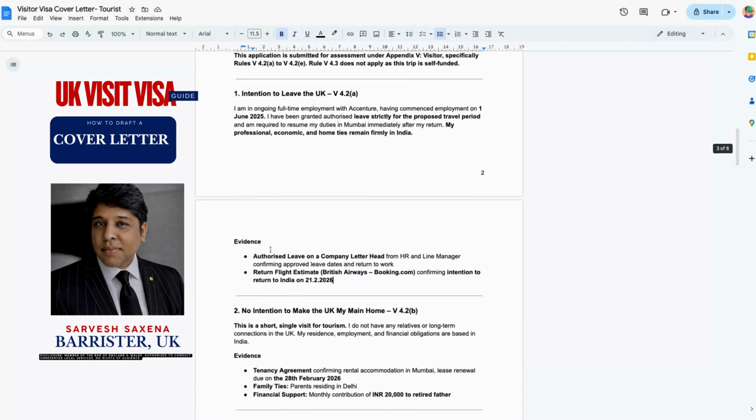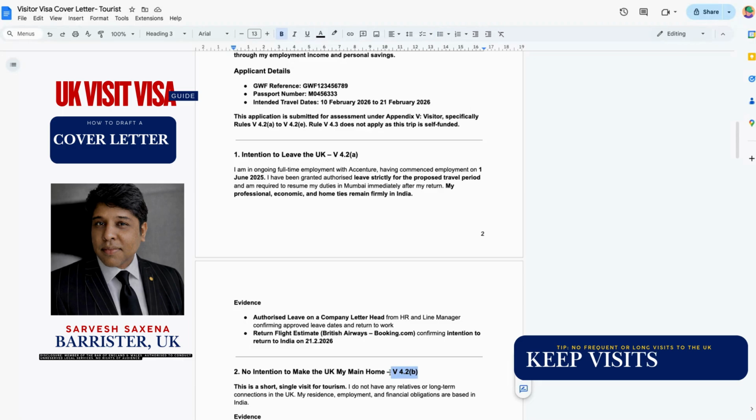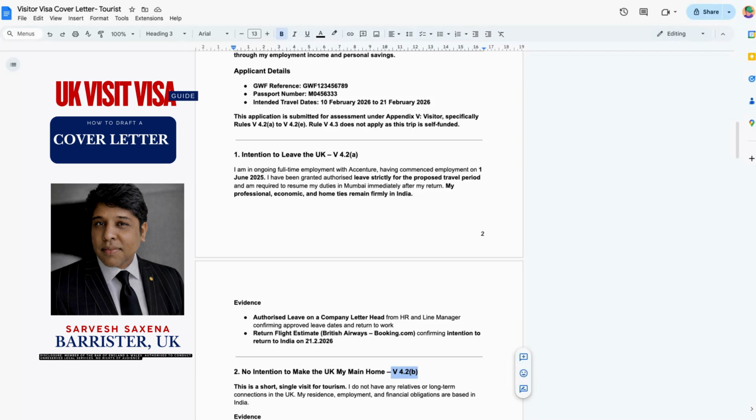Now, point number two is here, no intention to make UK the main home, which is V 4.2B, through successive or frequent visits. Now, what they mean is there are some people when the visa is granted for 6 months, people stay for 5 months and then they return, then they take another 6 months visa, then they stay for 5 months. They don't want that. They want people to come for 2 weeks or a month and then go back. They don't want you to make UK your main home, which people have been exploiting.